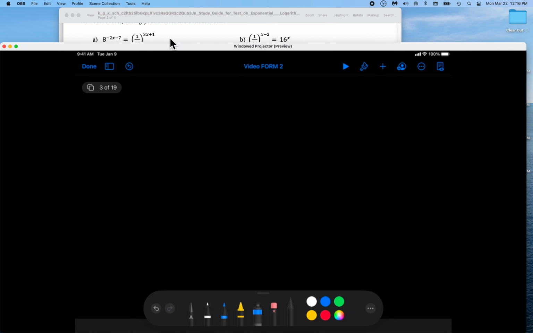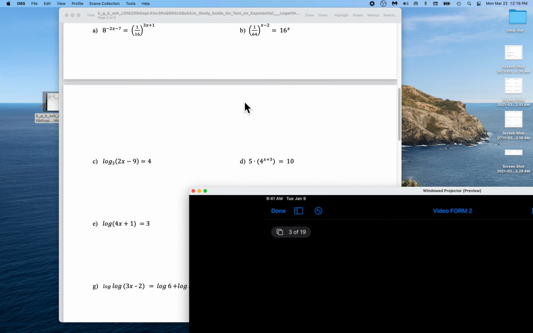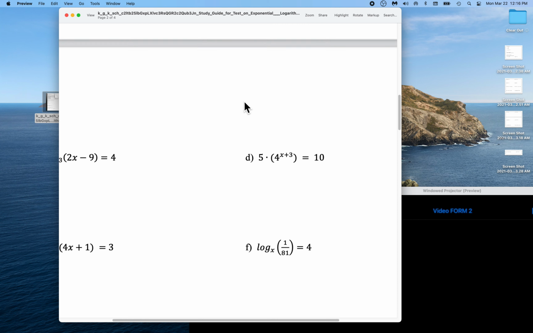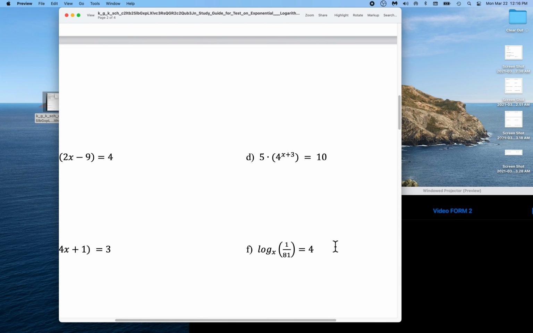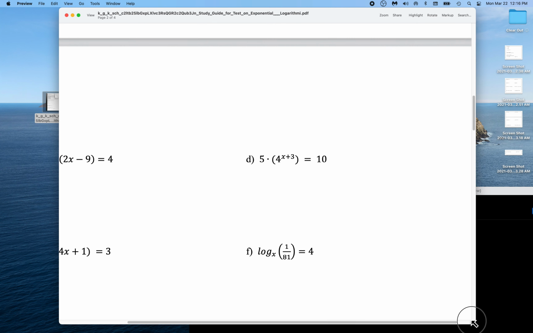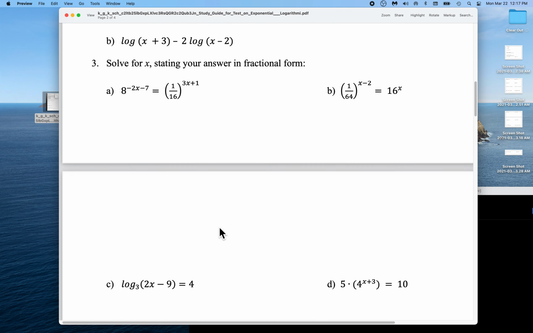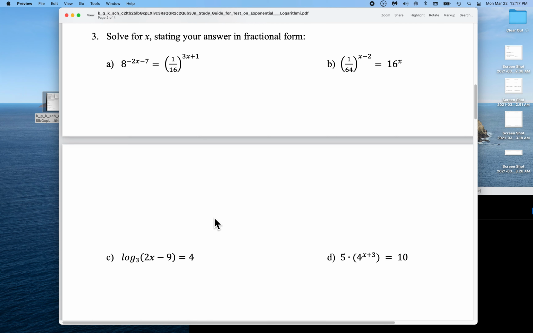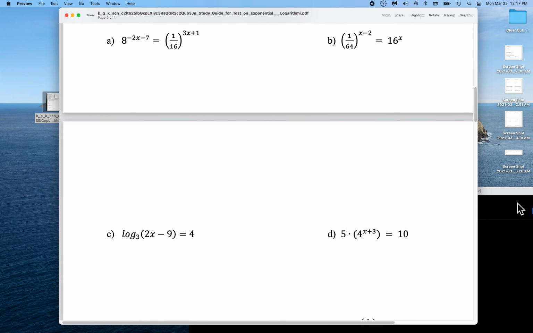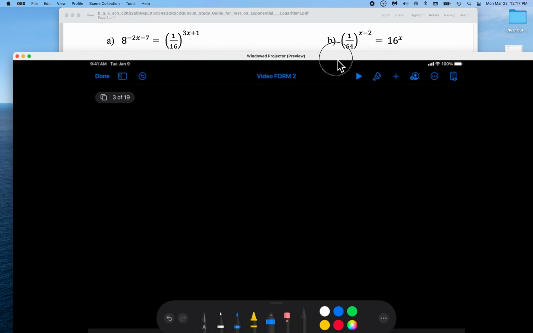Okay, they want us to solve for x. I probably could make this bigger. I apologize. Should have done that at the beginning. My apologies to the audience. Okay, where am I? I'm here. Okay, so we're working on A over here. Our goal is to solve for x.